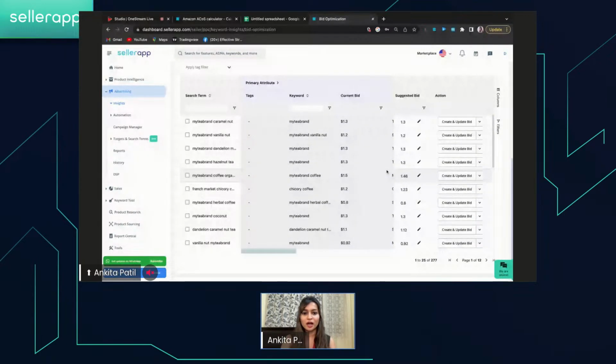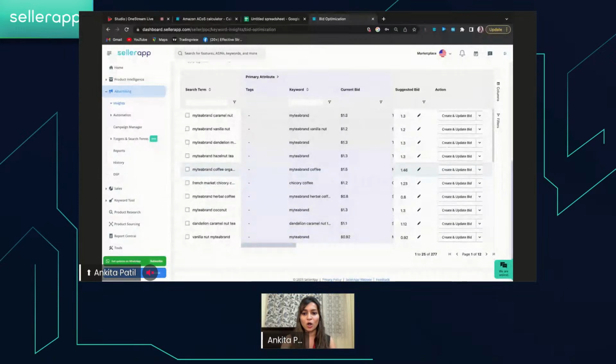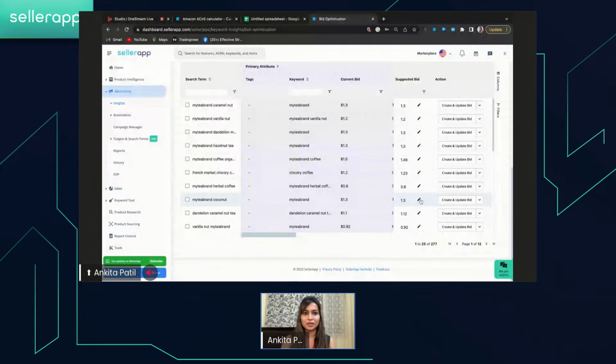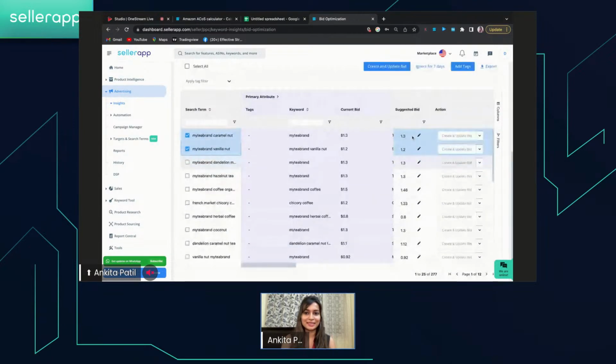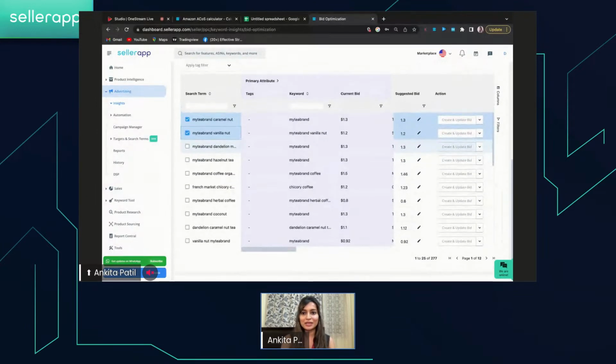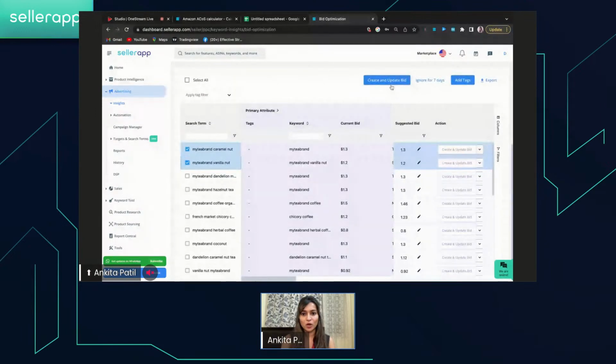And over here, you'll find all the metrics based on which you're going to evaluate which of these search terms are performing well and which are not. And apart from them, you have this option of suggested bid. You can also collectively select the search terms which are performing well after evaluating them based on the primary attributes, performance metrics, and the derived metrics, and you can create and update the bid accordingly.